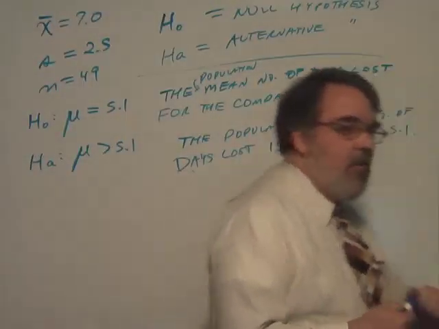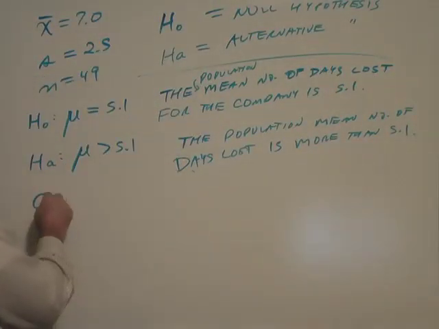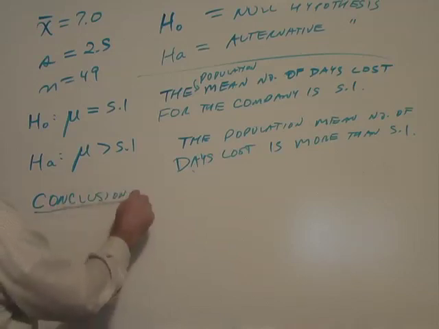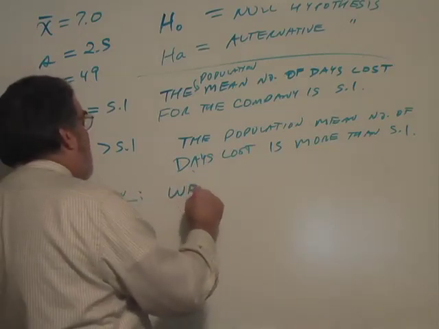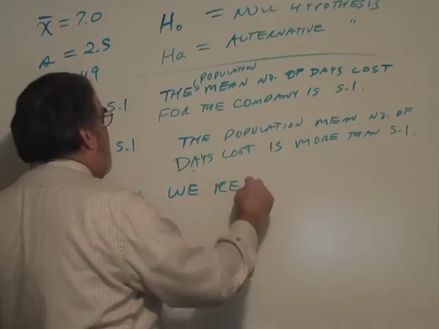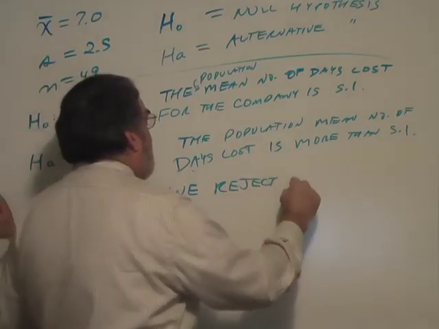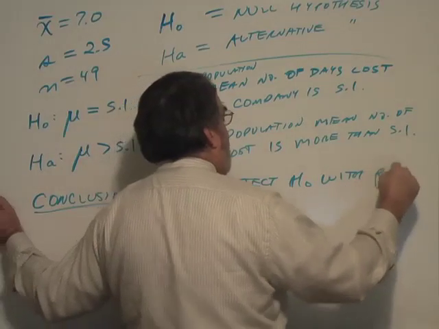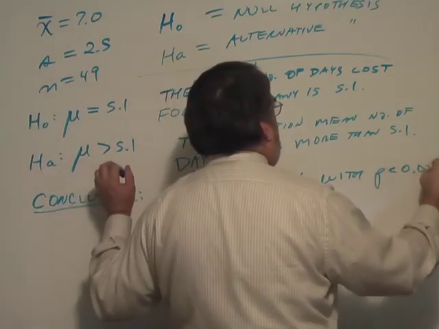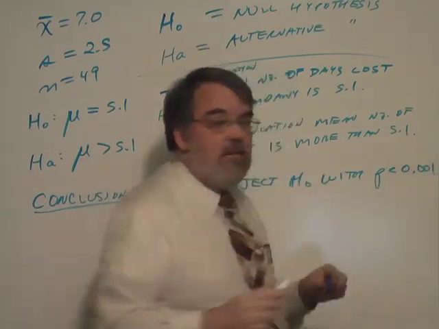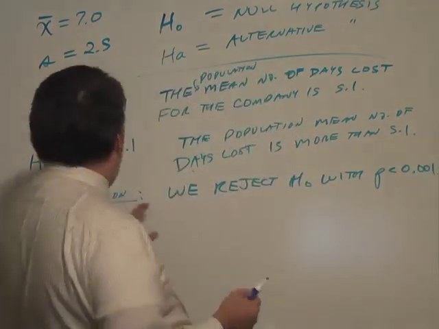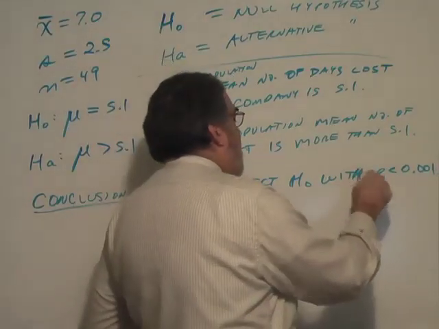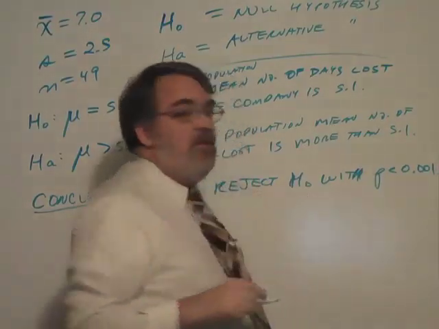And I'll write conclusion. All right, we reject the null hypothesis with p less than 0.001. Okay, does that show up? Yes, it does. We reject the null hypothesis with a p-value less than 0.001.